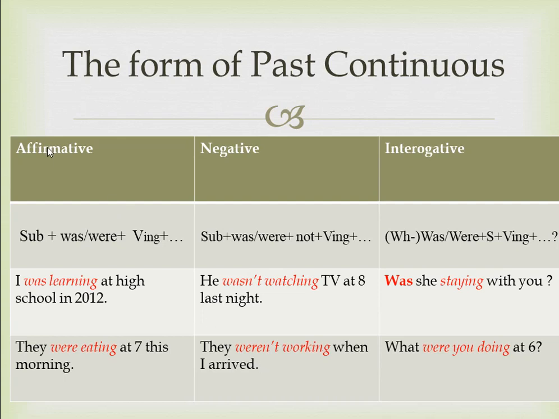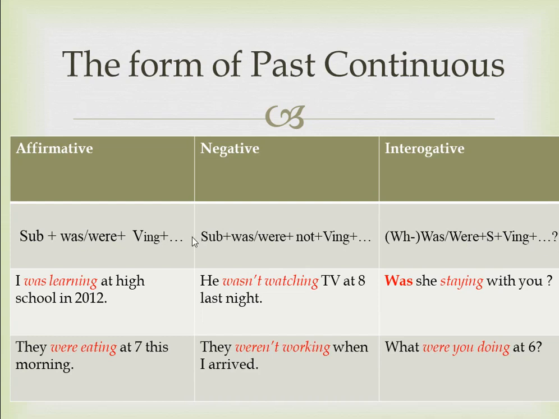This is the affirmative, negative, and question, or interrogative. Affirmative: subject plus was or were plus verb-ing plus object. Negative: subject plus was or were plus not plus verb-ing plus object. In question or interrogative, you can use a WH question, or you can use was or were directly plus subject plus verb-ing, plus a question mark.